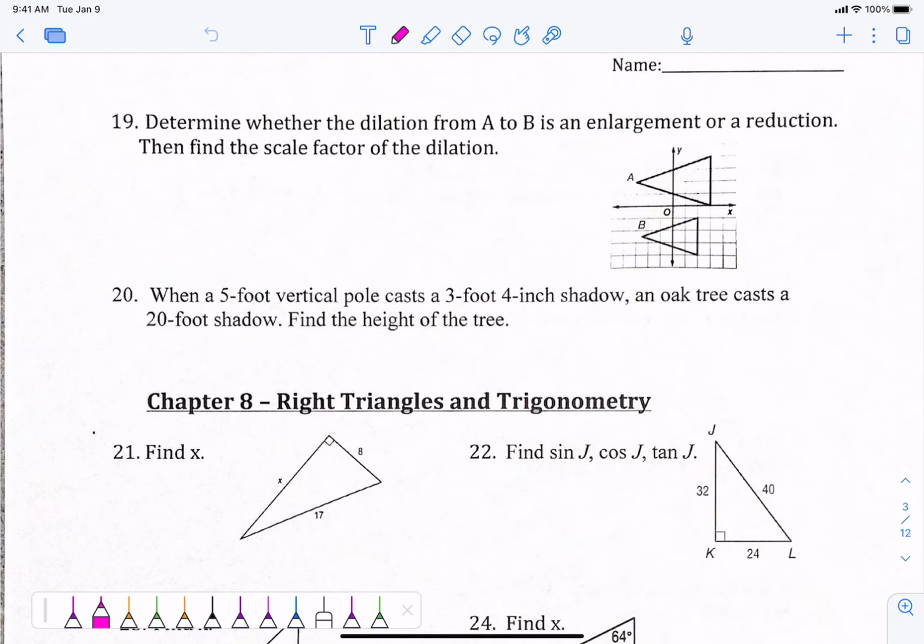Hello, Tegan. This is the second day of chapter review, or of semester review, I guess. We're on number 19. And here we go.